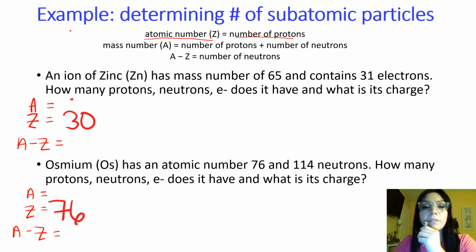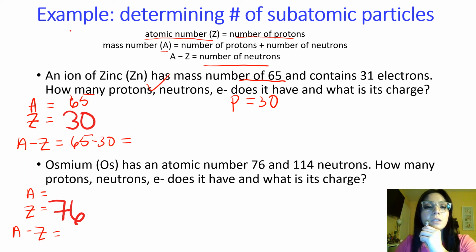So far what we have is our number of protons. So I'm just going to write P for protons. We have 30. So we have one thing checked off so far. Now they gave us our mass number. Mass number is A, so that means that this is 65. Now to get our number of neutrons, we have to subtract our Z from 65. So that is going to be 65 minus 30. So this is the mass number minus the atomic number. That gives us 35. So that tells us we have 35 neutrons.